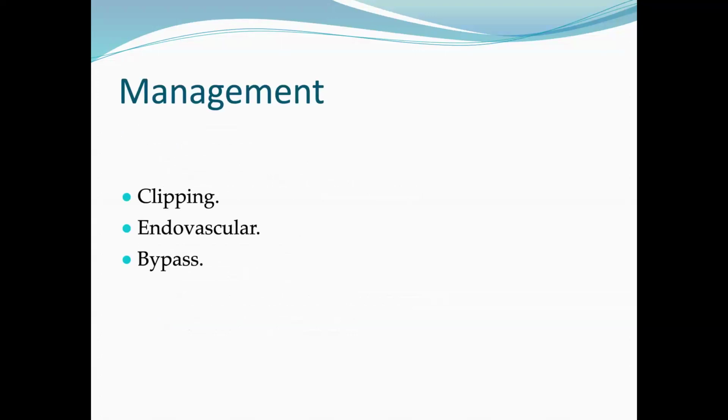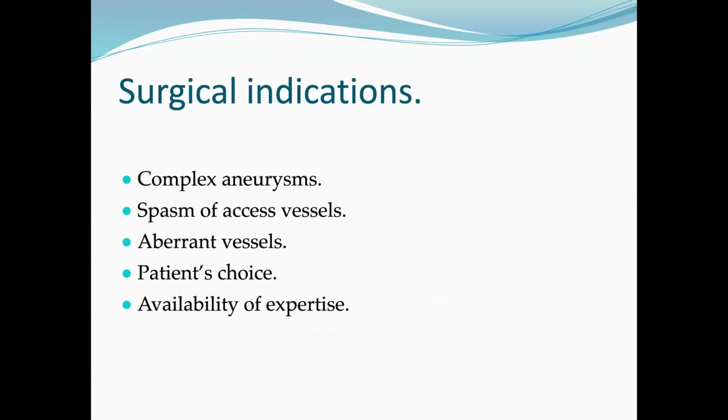We all know there are 3 options. As I said earlier, with complex aneurysms the chance of total elimination from coiling is relatively low. And when there is spasm or difficult access vessels, the need for surgery becomes increasingly emphasized. Other factors are aberrant vessels, patient choice in a patient who is young, and most importantly, the availability of expertise.